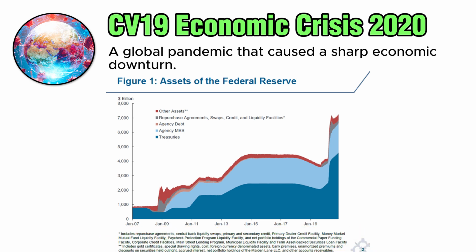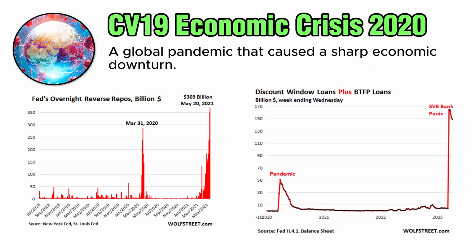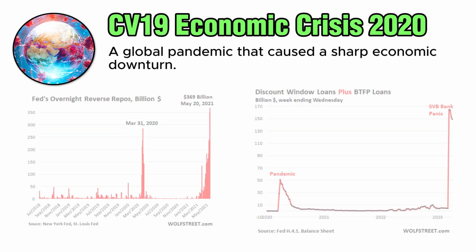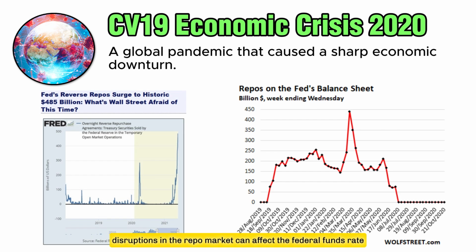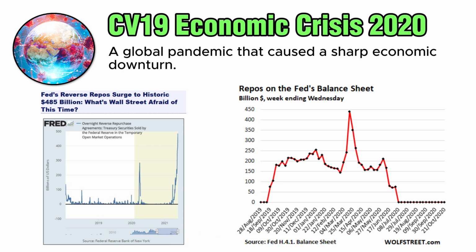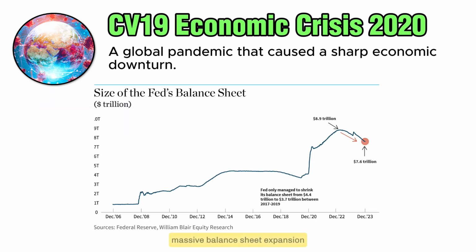The Fed vastly expanded the scope of its repurchase or repo operations to funnel cash to money markets. The repo market is where firms borrow and lend cash and securities short term, usually overnight. Since disruptions in the repo market can affect the federal funds rate, the Fed's repo operations made cash available to primary dealers in exchange for treasury and other government-backed securities, essentially massively expanding their balance sheet.